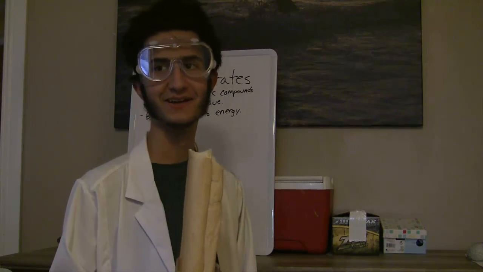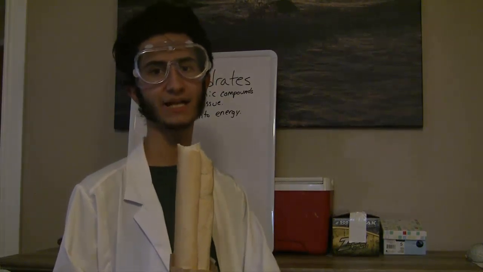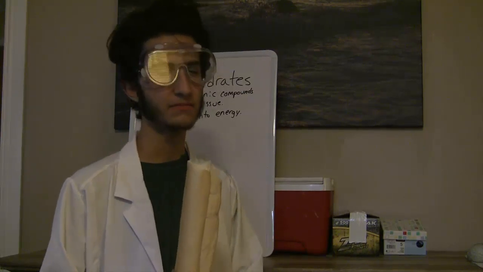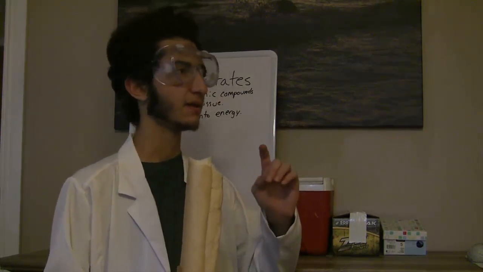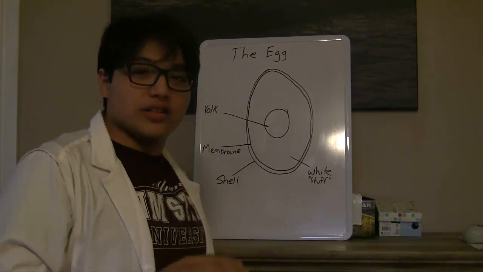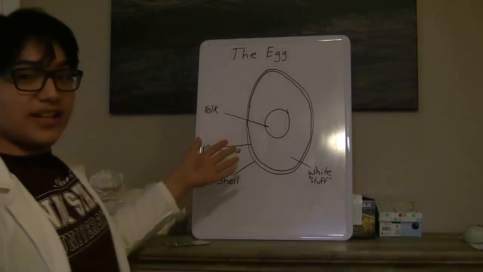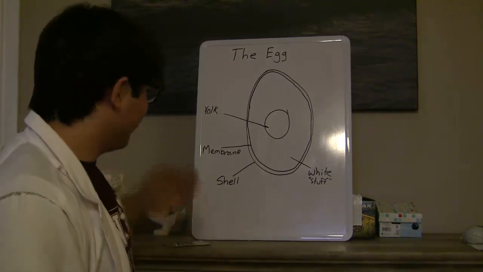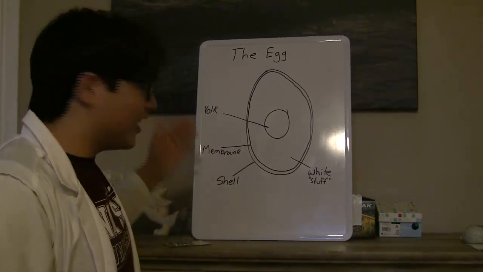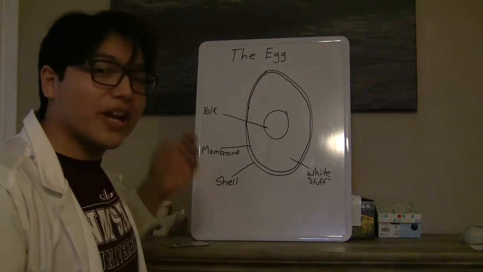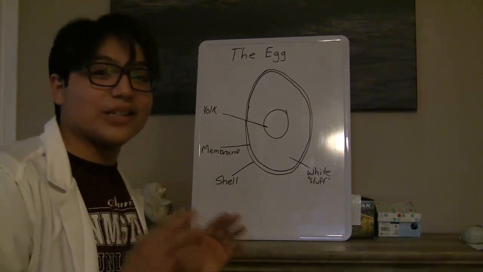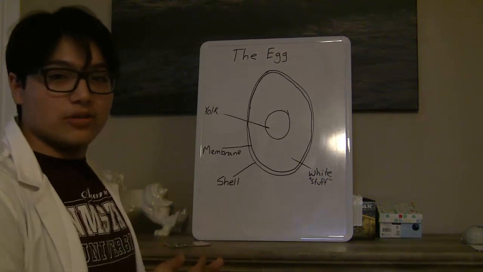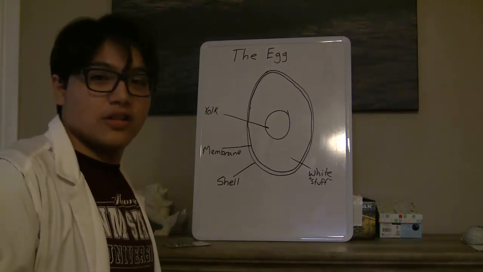Now, I'm going to explain how these two factors play into an egg. But first, excuse me. So, this is an egg. It has two layers of protection: the shell and the membrane. In this case, we don't care about the shell. We care about the membrane because the membrane is semi-permeable and allows for water to pass through.